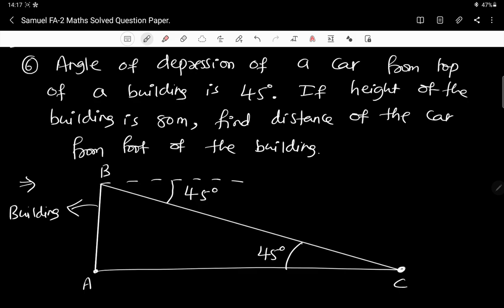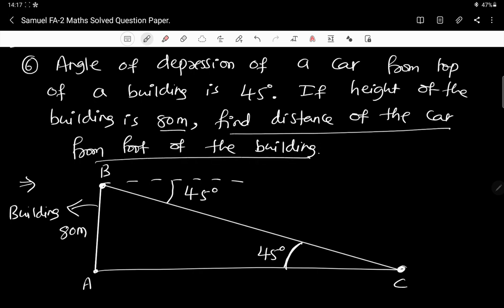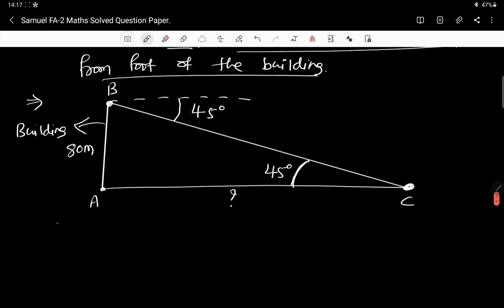Sorry, there was some disturbance. This dotted line and this line are parallel to each other, so this angle also will be 45 degrees. And AB is the height of this building, which is 80 meters. Now they are asking to find distance of the car from foot of the building, this AC. So AC is equal to question mark.